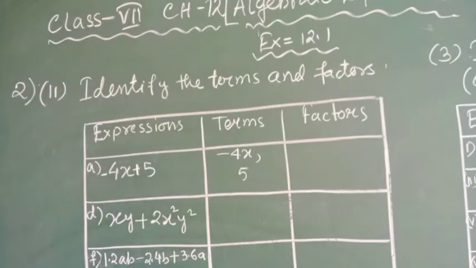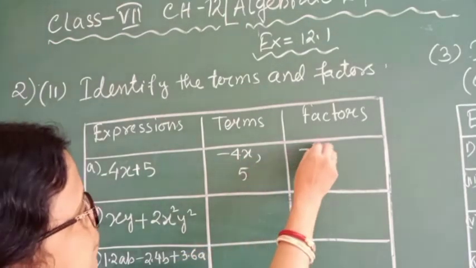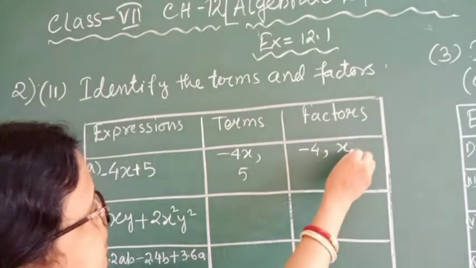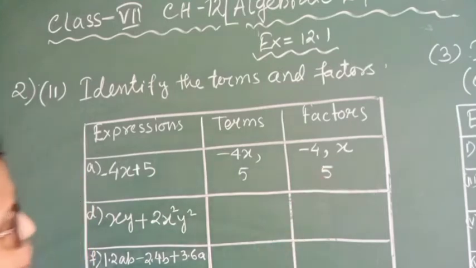And factors, what are the factors here? There are only two factors you can see. One is 4 and another is x. And the second term has only one factor, so you can write this.